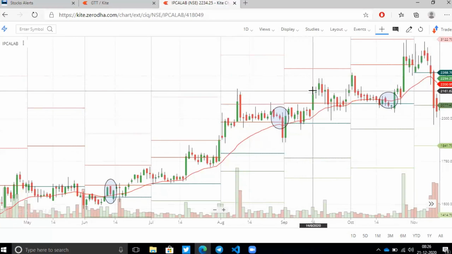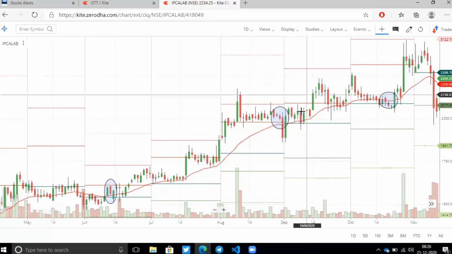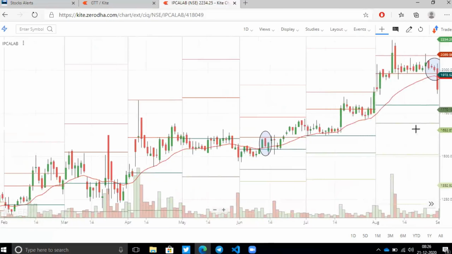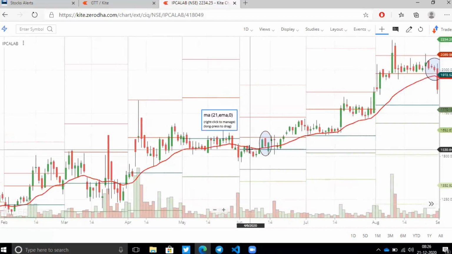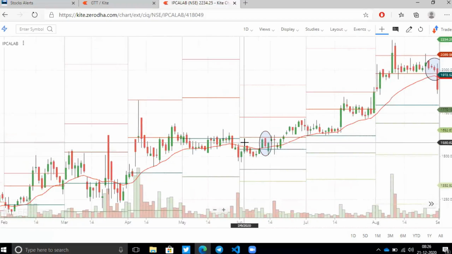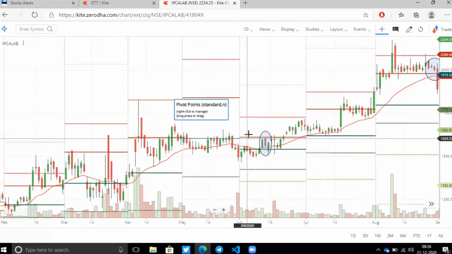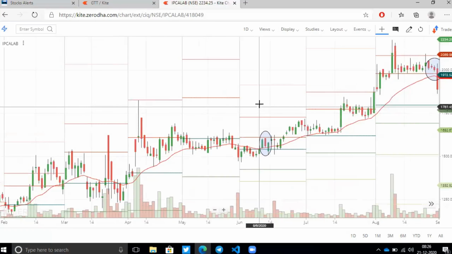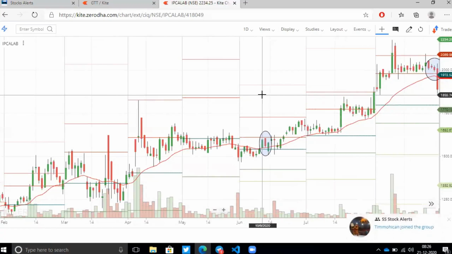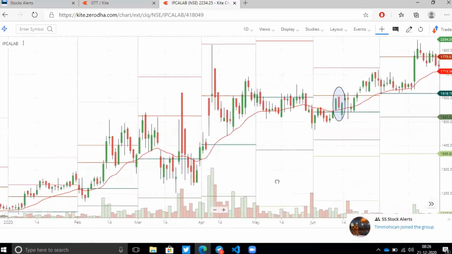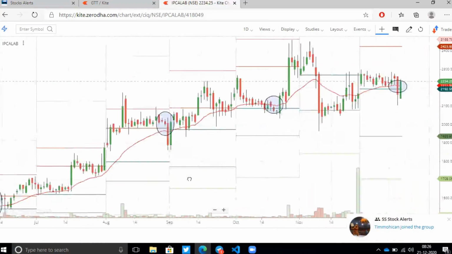2268. So almost 200 points move it has given there. And let us check here. Suppose our entry is at 1582, but you can see it has moved till 1855. So it is reliable, right? And this is for swing trades.